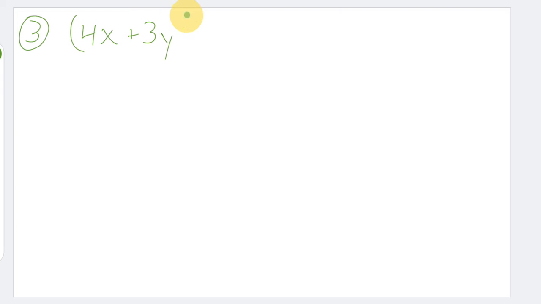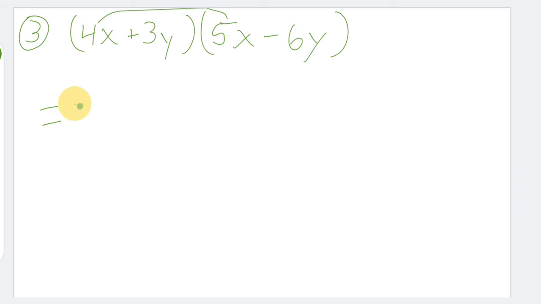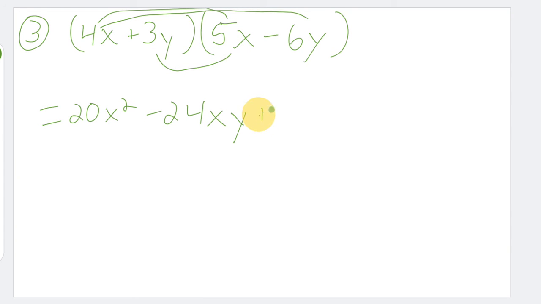All right, last special case, then we're going to do a binomial times a trinomial, is when you have two variables. So we got x's and y's. The process is the same. I'm going to start off with 4x times 5x. It's going to give me 20x squared. Then 4x times negative 6y. 4 times 6 is 24. X's and y's, you can't mix them, so it's just going to be minus 24xy. 3y times 5x is plus 15xy. Always put the x first, go alphabetical order.